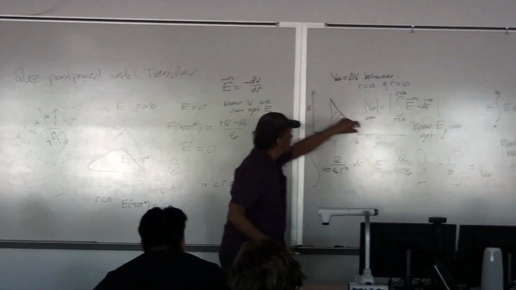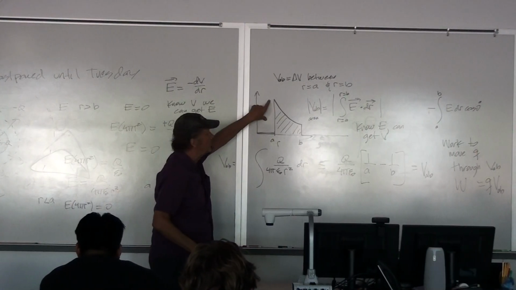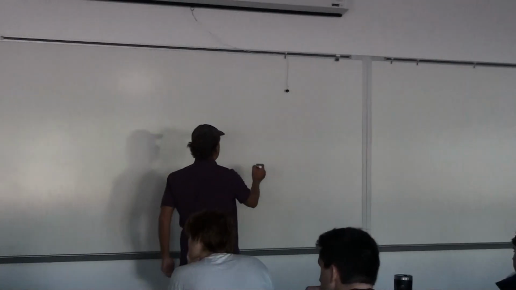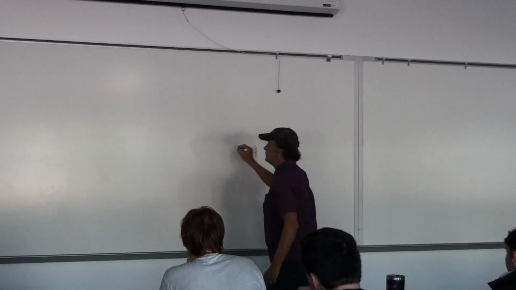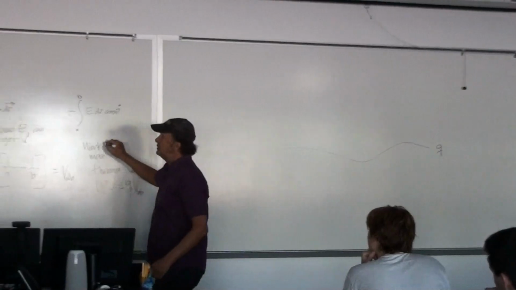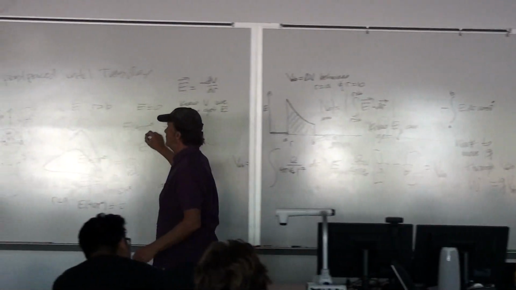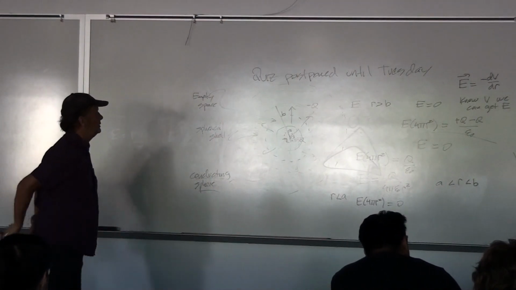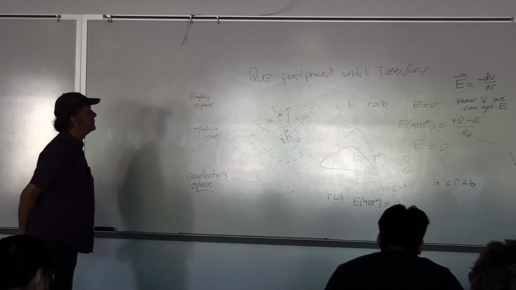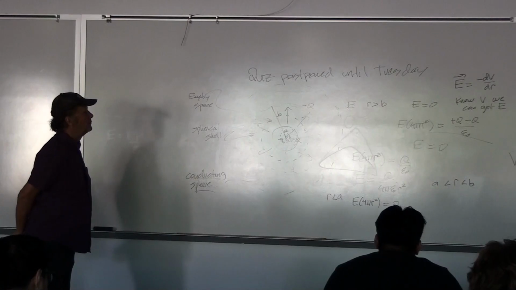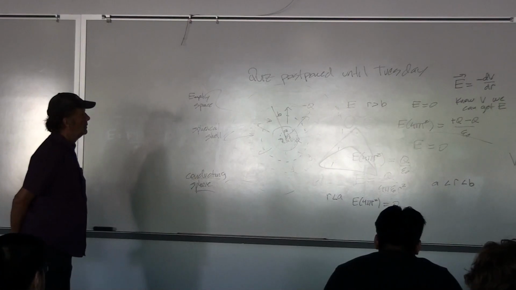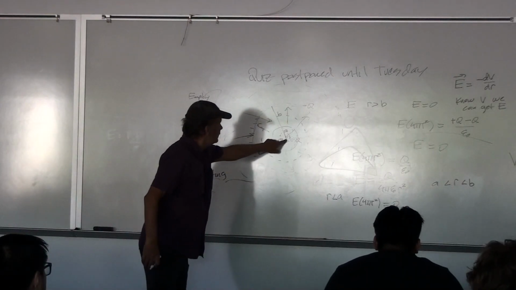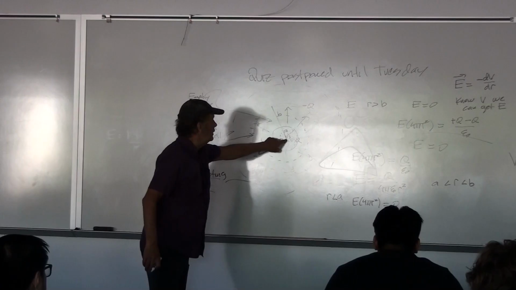But here, what we're looking at is the area under the curve. And so how much energy do I gain if I move this charge, little q, all the way from infinity to the center of this sphere? Zero. I'm moving a charge, little q, from infinity to here. So how much work do I do?